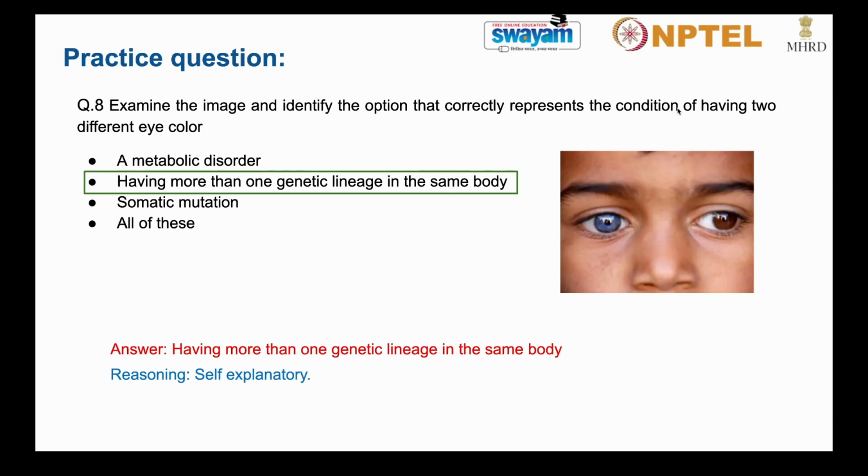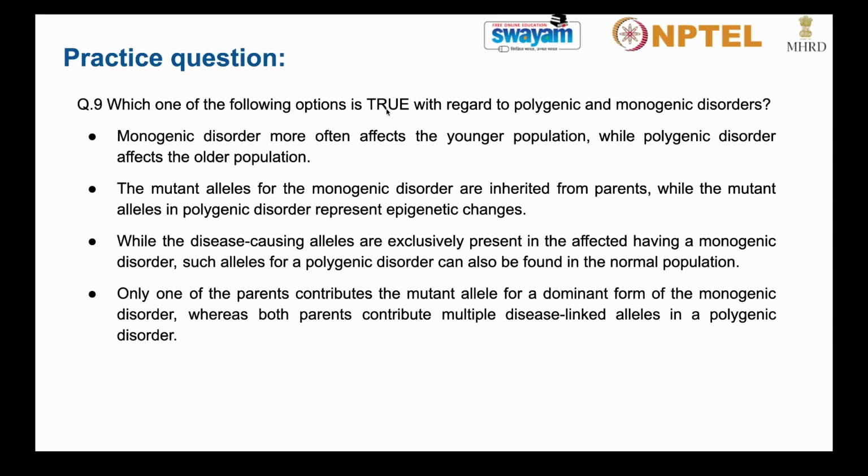So now let's move to another question. So the next question says, which one of the following options is true with regard to polygenic and monogenic disorders? We have just now discussed polygenic and monogenic disorders. So option 1 says monogenic disorder more often affects the younger population, while polygenic disorder affects the older population. Option B says the mutant alleles for the monogenic disorder are inherited from parents, while the mutant alleles in the polygenic disorder represent epigenetic changes.